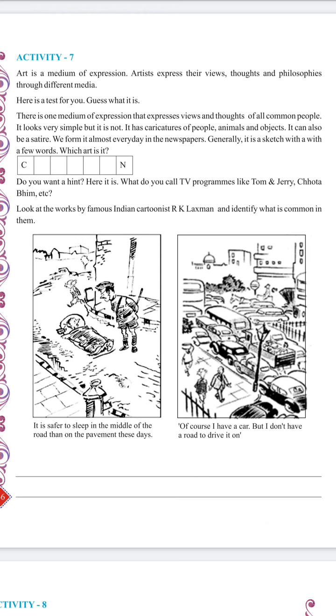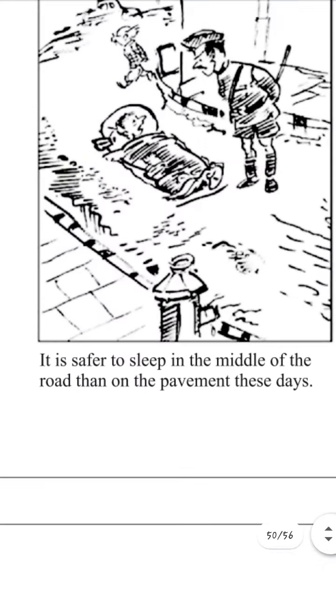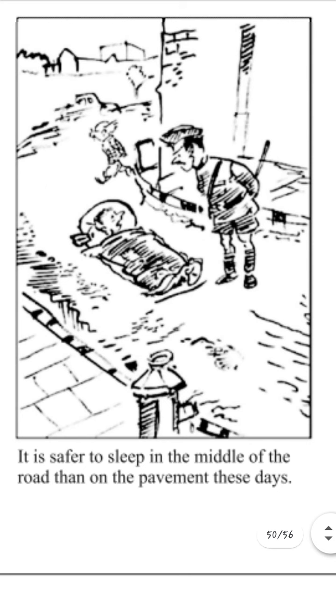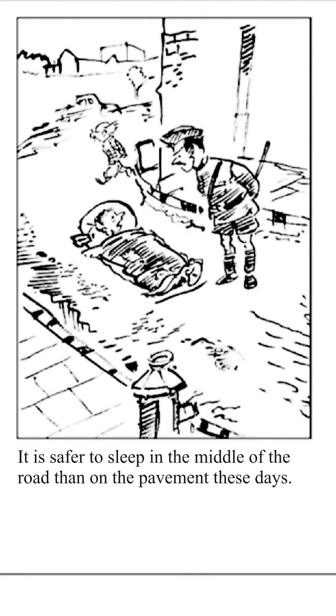So look at the work by a very famous, well-known cartoonist R.K. Lakshman and identify what is common in both of them. In the first picture here, it is given that it is safer to sleep in the middle of the road than on the pavement these days. So there is a message given to us that to sleep in the middle of the road is safer, but to sleep on the pavement is not safer.